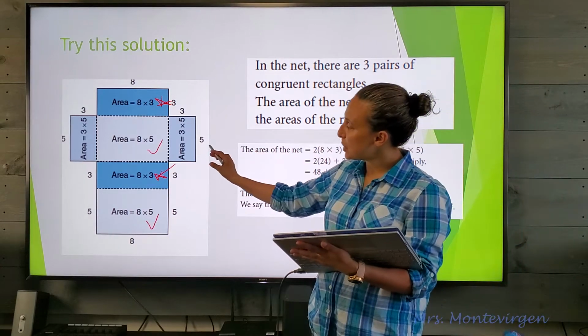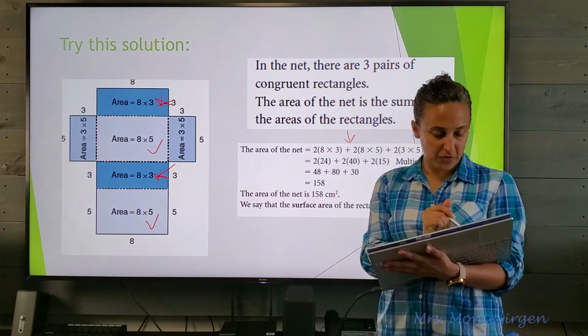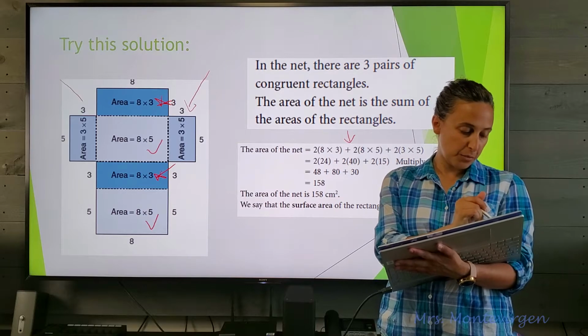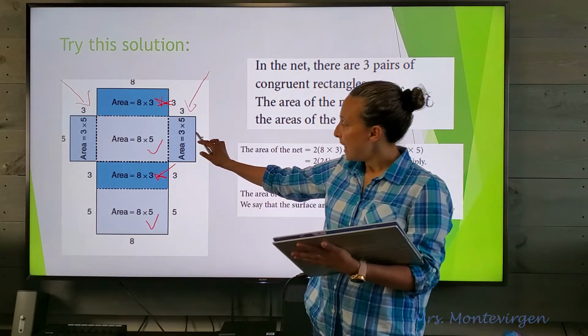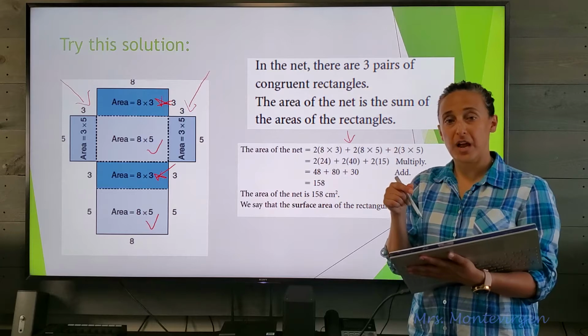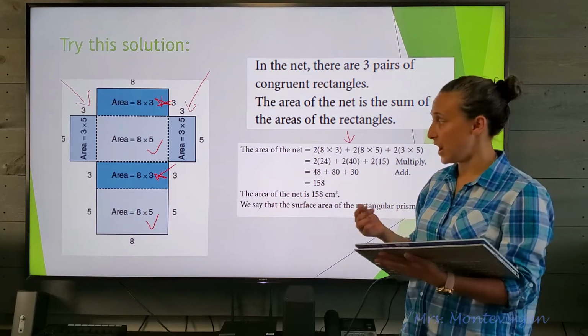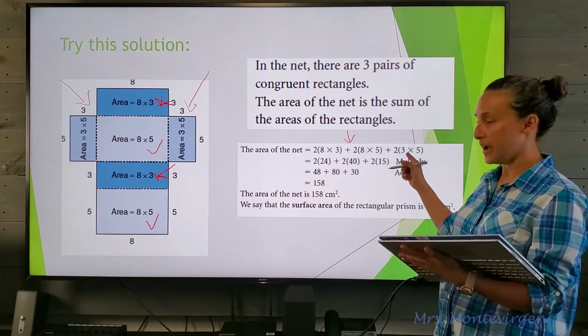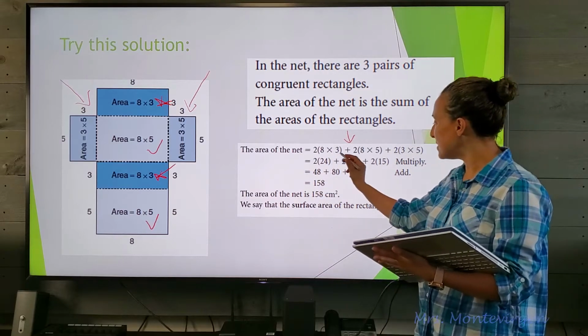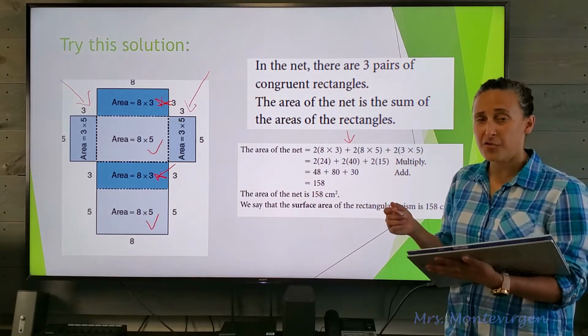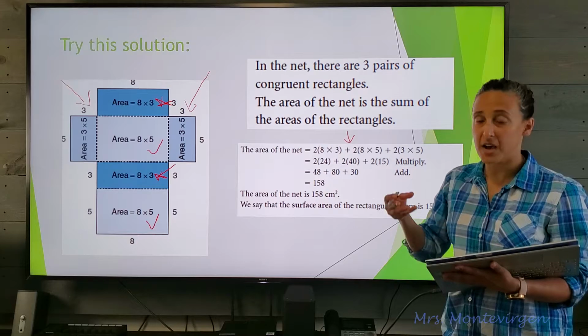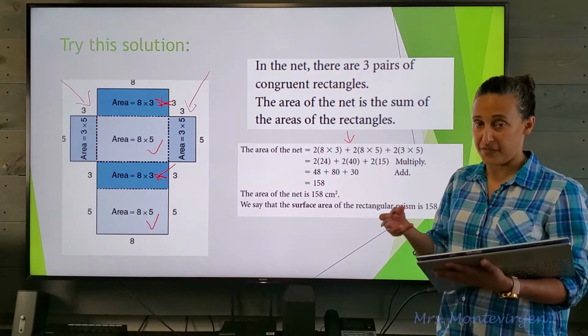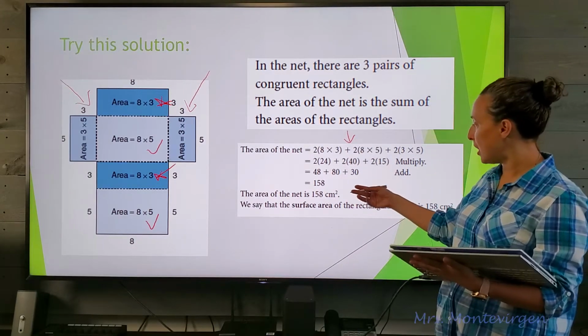So that leaves me with only 2 rectangles that are left. I'm going to put my little arrows here. Again, we know the area of those rectangles is 3 times 5, and I'm going to multiply it by 2. So that's the equation we have here, and afterwards, you're just going to solve it using BEDMAS just like you normally would. Nothing changes, and that's what I've gone through here.